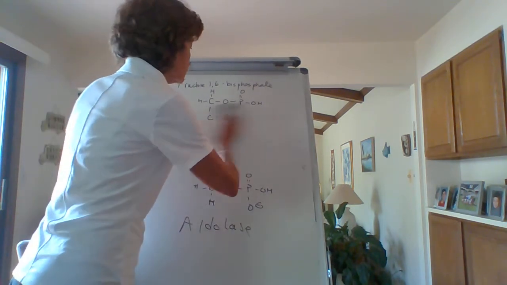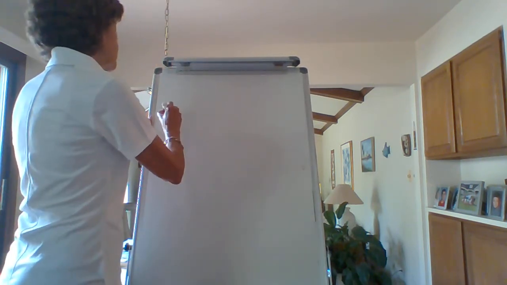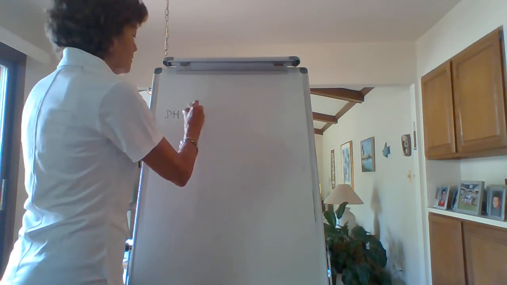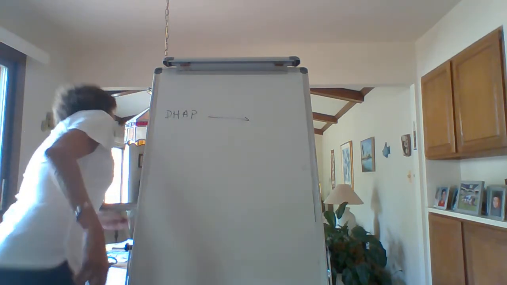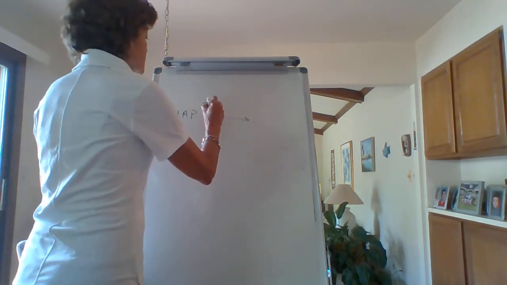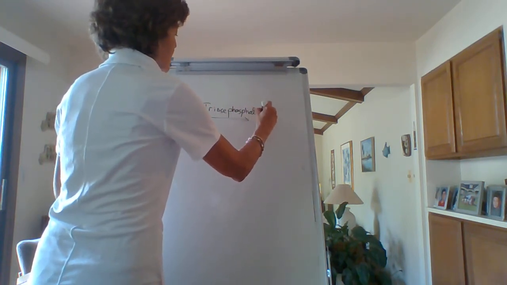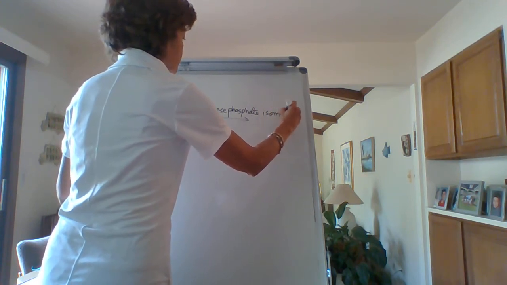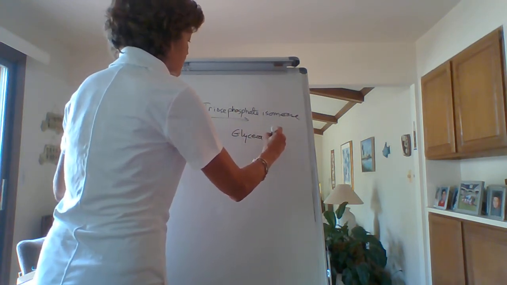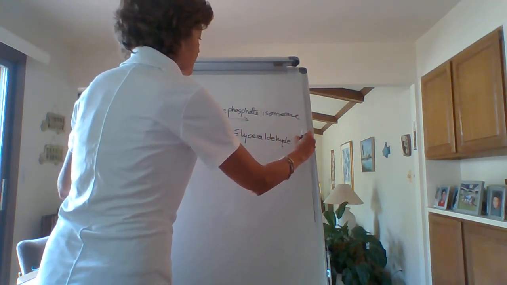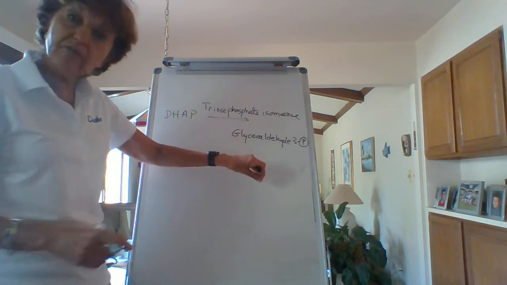You know what? I'm just going to erase all this, and I'm going to write DHAP, which is dihydroxyacetone phosphate, and the enzyme is triose phosphate isomerase, and then it turns it into glyceraldehyde 3-phosphate. So we already had one glyceraldehyde 3-phosphate, but now we have another one.